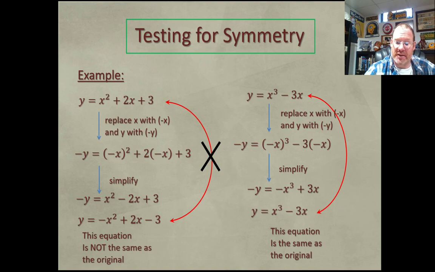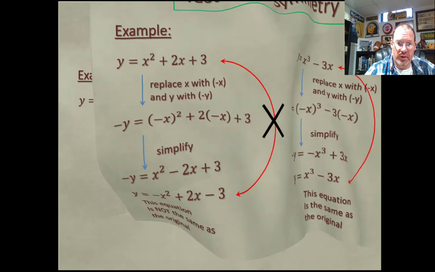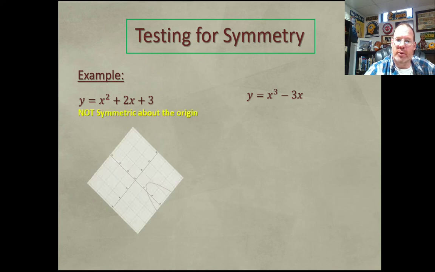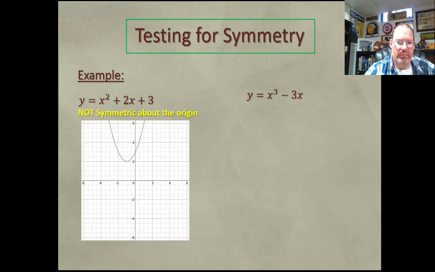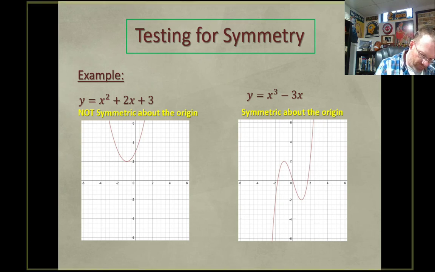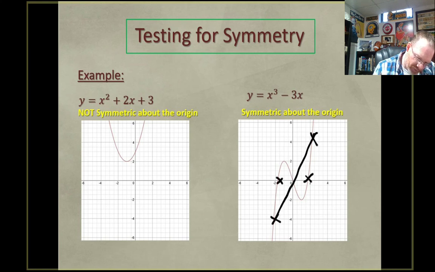Just to verify that this is true, I'm going to show you the two graphs. The first one was not symmetric about the origin. That's what it looks like. Second one was, and that's what it looks like. And so this point here is mirrored over there. A point down here is mirrored up there. Both of those are across the origin.